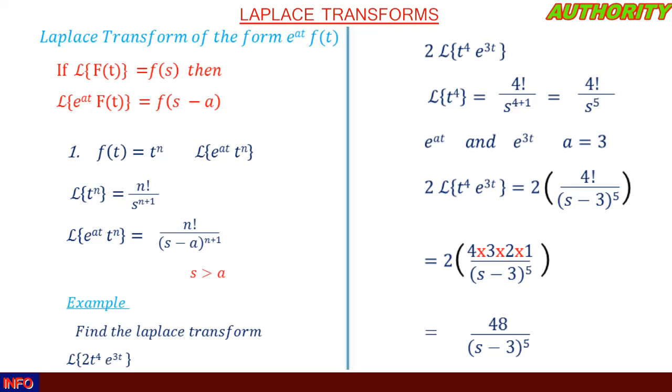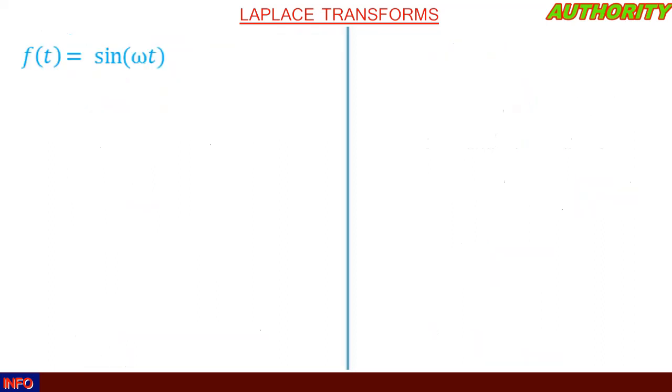We have taken the first one. We assume that f of t takes the form of t raised to the power of n, and we are able to take an example, right? Good. Now the second one, let's assume that f of t takes the form of sine omega t. Now, this omega is a constant. It can be 80, it can be anything. This omega is a constant. You can assume any value, right? Good. Now let's go.